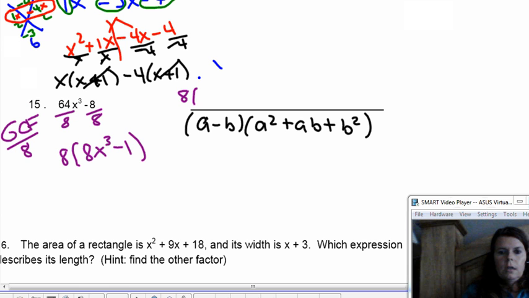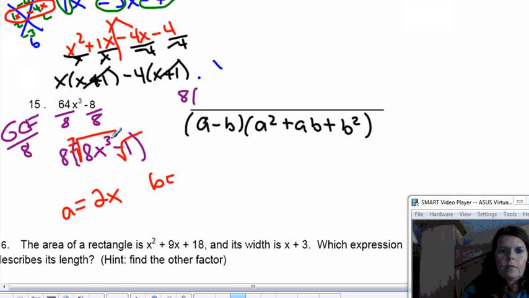So now we're going to find our a and our b. And you find your a and your b by taking the cubic root. So we're going to take the cubic root of 8, which is 2, and the cubic root of x cubed is x. That's your a. And then your b is the cubic root of 1. Not negative 1, just 1. So b equals 1, a equals 2x.